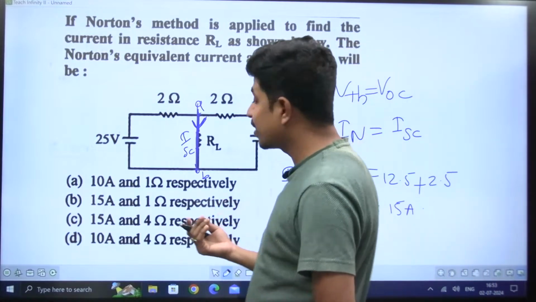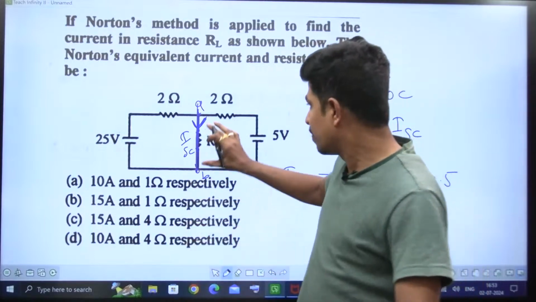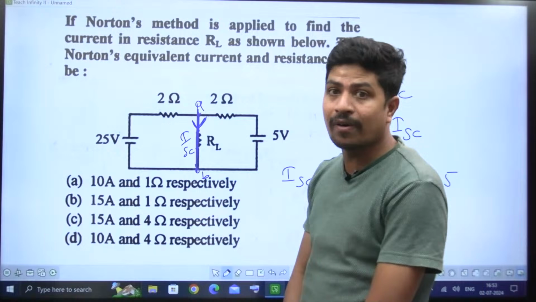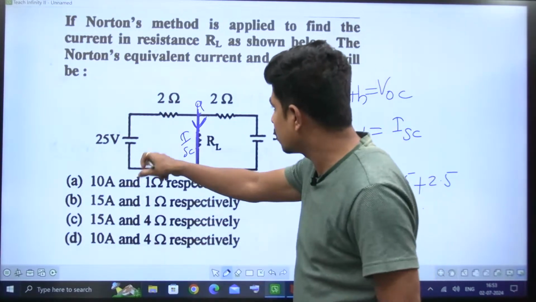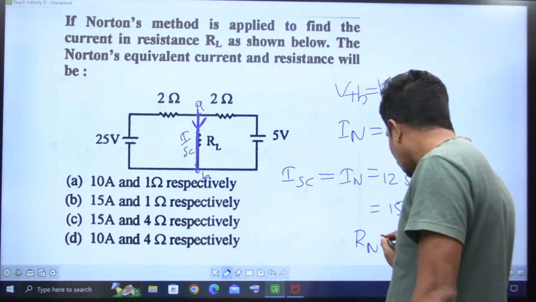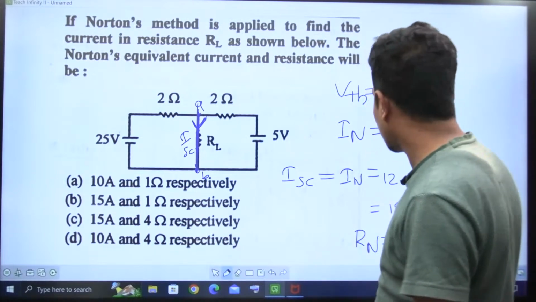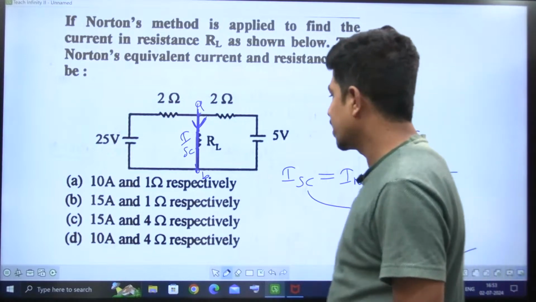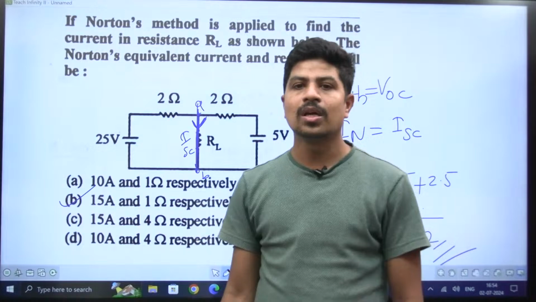When you're finding Thevenin's equivalent resistance or Norton's equivalent resistance, you open circuit that load resistance. I remove that load resistance, and in the place of load resistance I'm standing. When you're finding resistance, short circuit the voltage sources and open circuit the current sources. If I short this one, this is 2 ohms, this is 2 ohms, both are in parallel. I'm going to get R Norton's equal to simply 1 ohm. Therefore, the Norton's current is 15 amperes and the resistance is 1 ohm respectively, right?